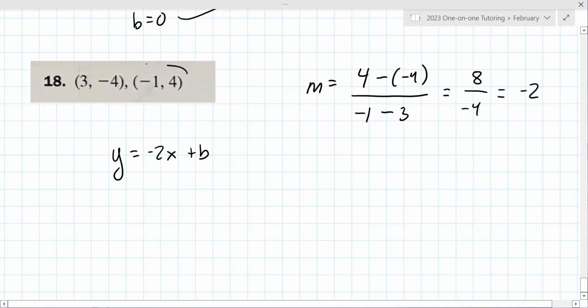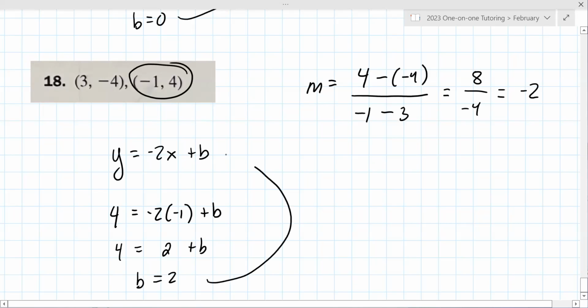I guess I'm slightly more drawn to this one. 4 equals minus 2 times minus 1 plus b. 4 equals 2 plus b. Subtract the 2, b equals 2. That goes back in this line here. Y equals minus 2x plus 2.